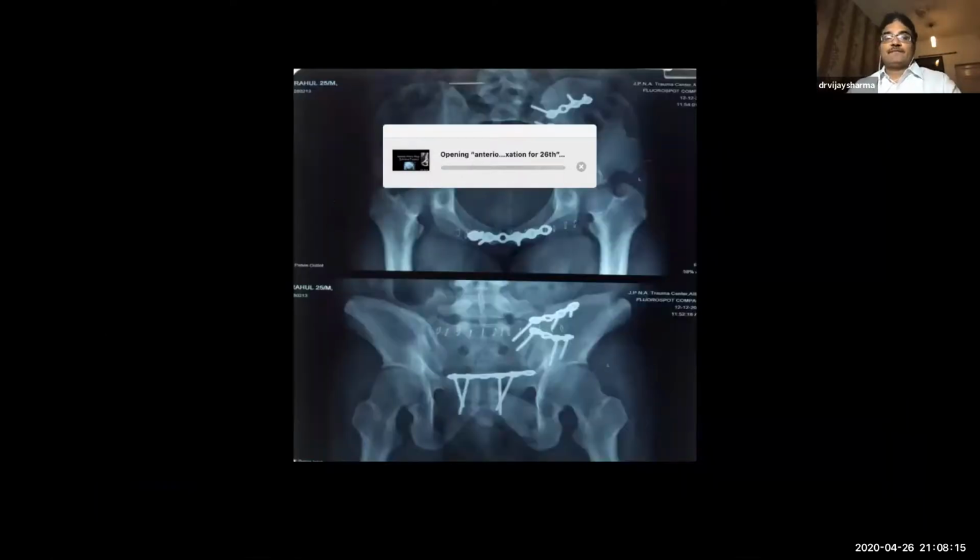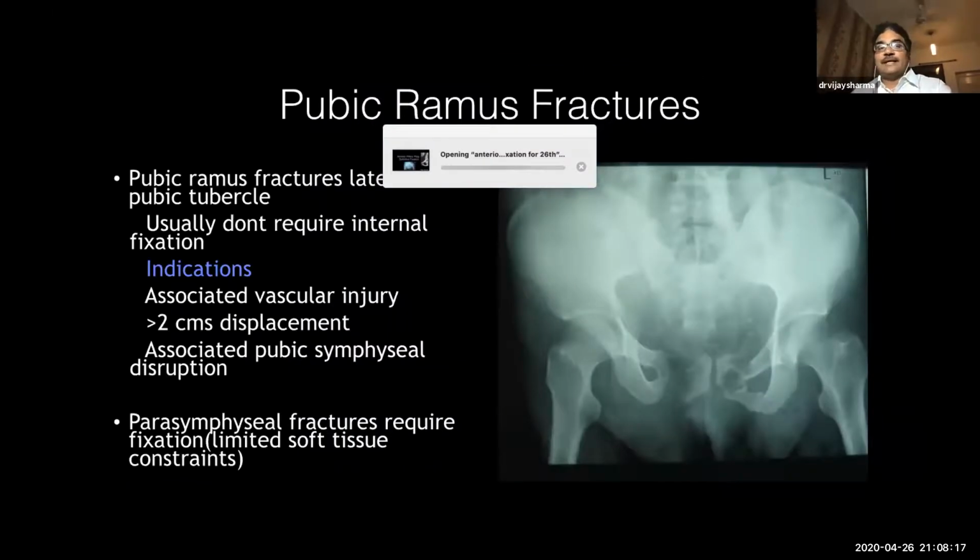Now coming on to rami fractures. Pubic ramus fractures which are lateral to the pubic tubercle usually don't require internal fixation because of the ligament of Cooper, ligament of Poupart, like the inguinal ligament, and the pectineus muscle. There is no scope of displacement of these rami if they are lateral to the pubic tubercle. But parasymphyseal rami fractures should be treated as symphyseal disruptions and should be fixed because of very limited soft tissue constraints near the symphysis. So these are the indications.